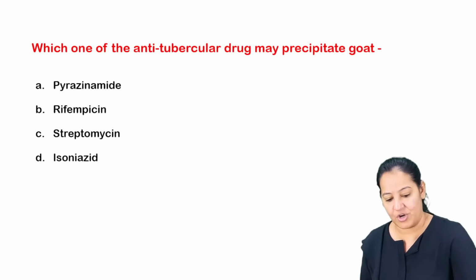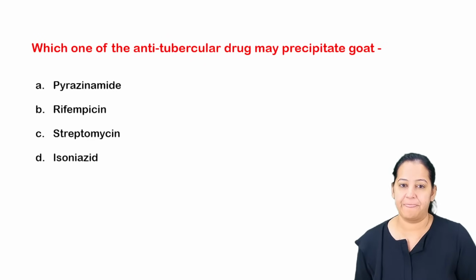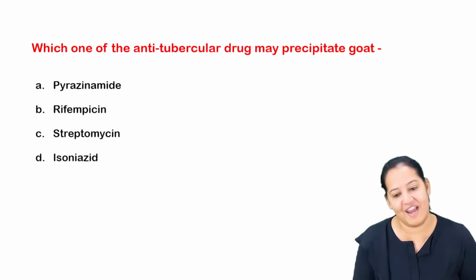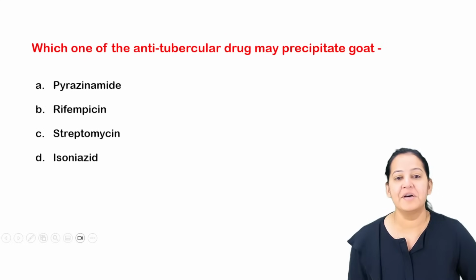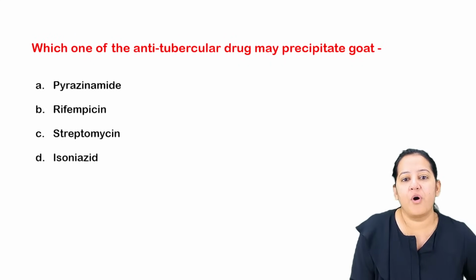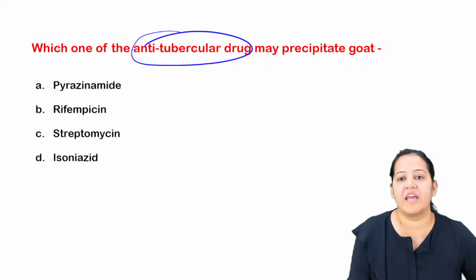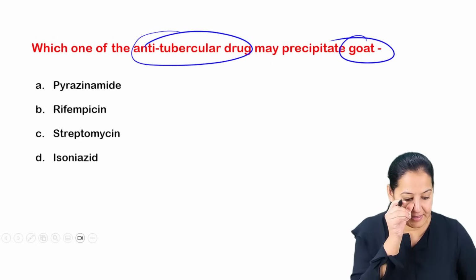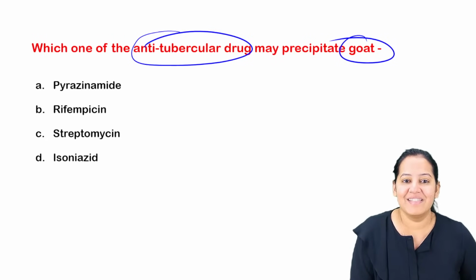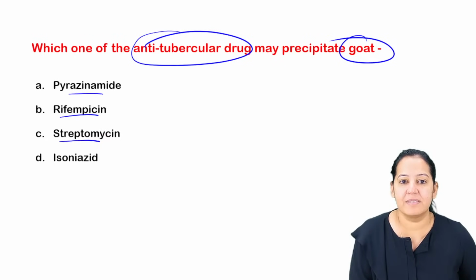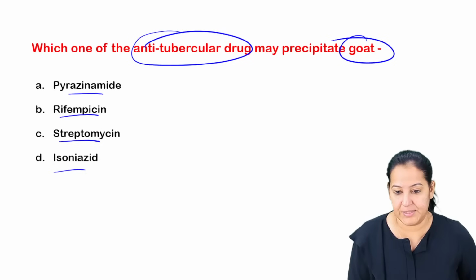So coming on to the next question, the next chapter, the next topic: the DOTS regimen, the anti-tubercular drugs. We will cover them quickly and you frequently get questions on that. So read the question and tell me the answer. Which of the following anti-tubercular drugs can precipitate gout? Is it pyrazinamide? Is it rifampicin? Is it streptomycin? Or is it isoniazid? Can you guess?